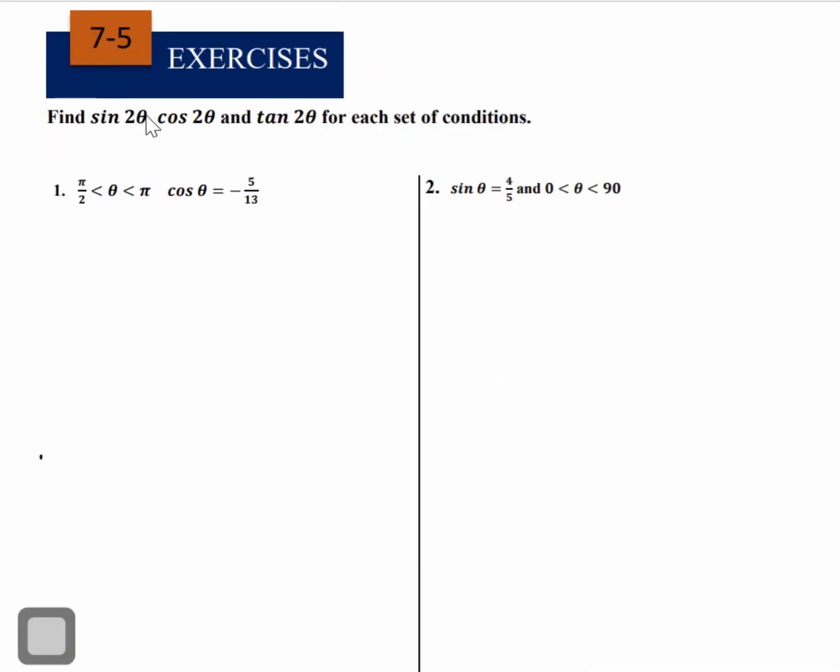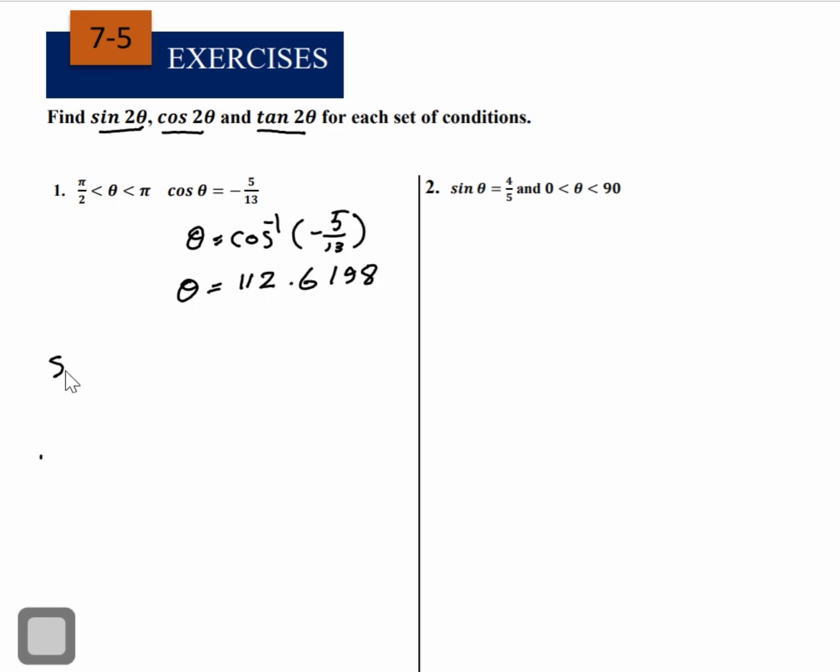Now the exercises. It says find sine 2 theta, cosine 2 theta, and tan 2 theta. We have the cosine, so we are going to find the cosine inverse. Theta equals cosine inverse of negative 5 over 13. Do it by a calculator, and it equals 112.6198. So theta equals this.